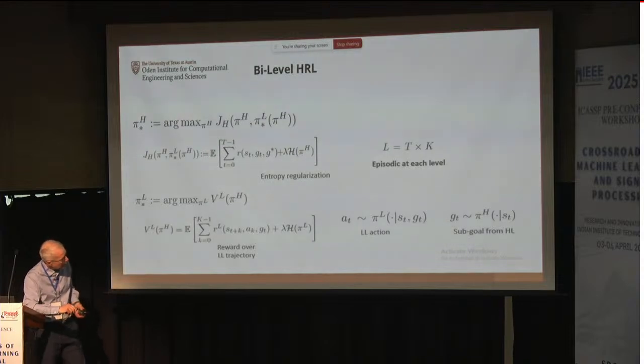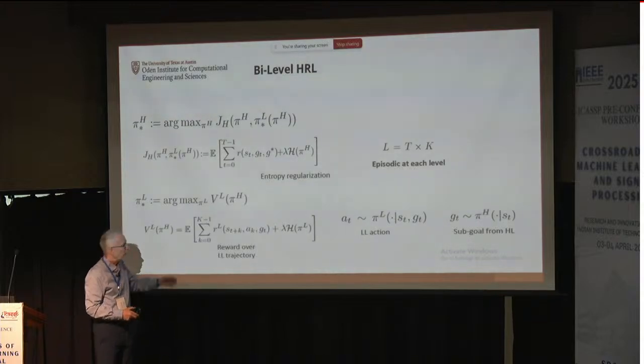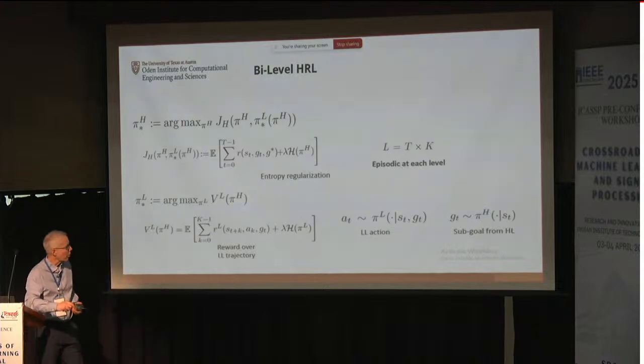So the notation here is that GT is the sub-goal from the higher level policy, right? And then the lower level action has that sub-goal now, and that's what it's going to work with.